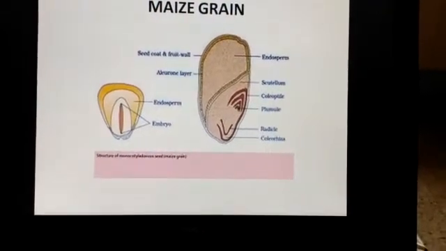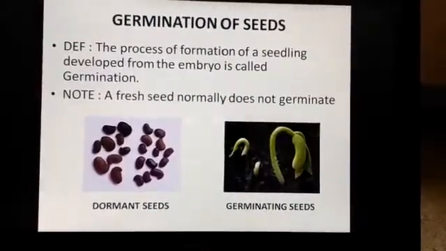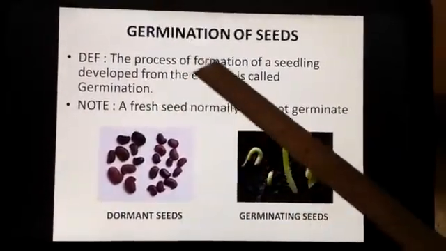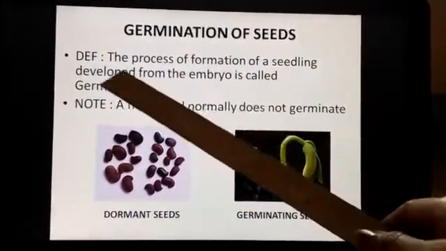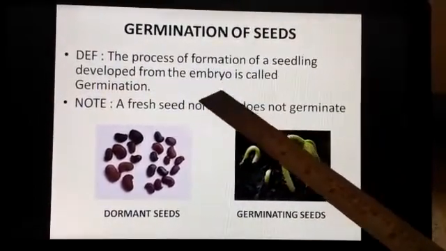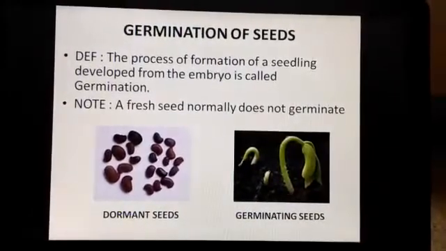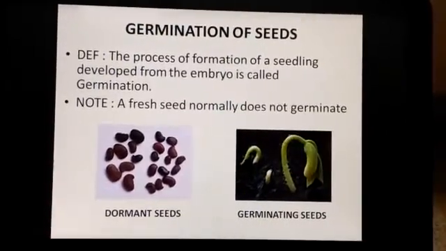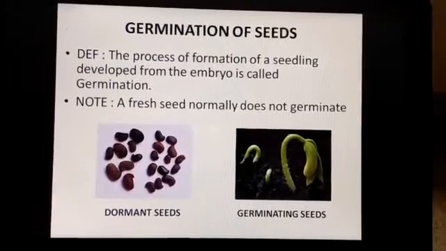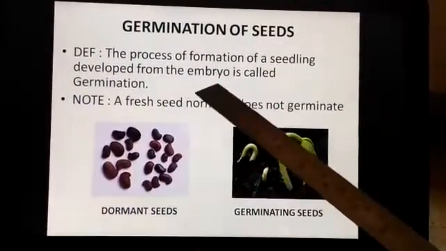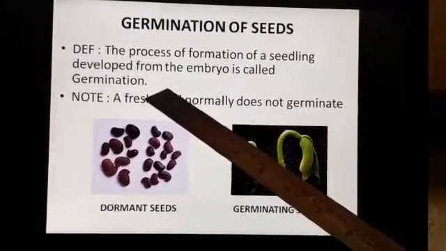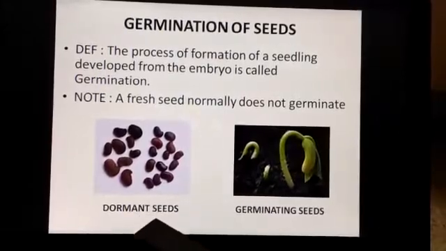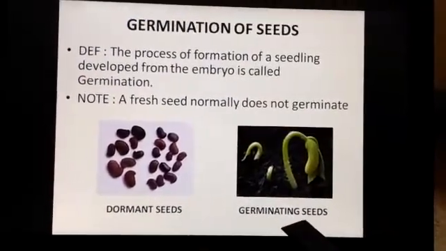Now let's move to the next slide to see what germination of seeds is. Germination is defined as the process of formation of a seedling developed from the embryo. We saw the embryo in the previous slide. After getting all the favorable conditions, the embryo grows to form a seedling. That process is called germination. Now here you see figures of two kinds of seeds. These are dormant seeds, and this is showing germinating seeds.